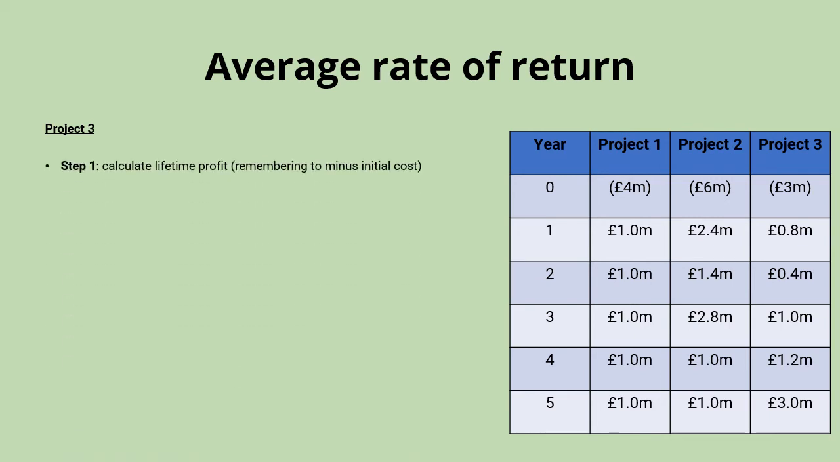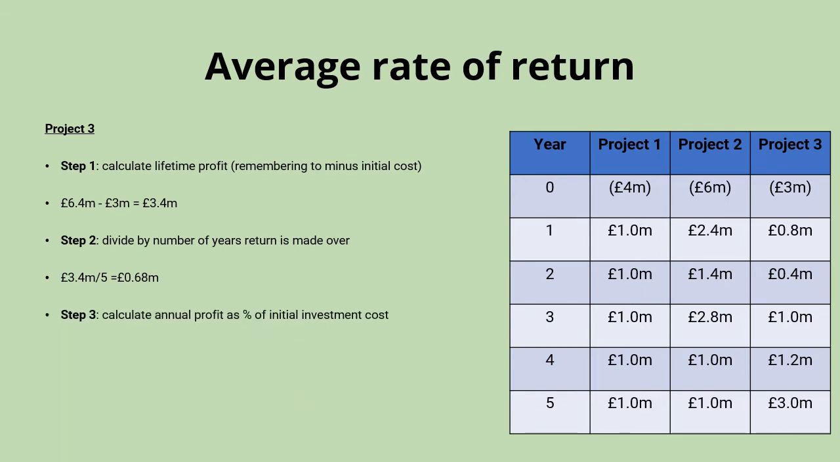And finally, project 3. Calculate the lifetime profit by adding up each of our yearly net returns, giving us £6.4 million, minus the initial investment cost of £3 million to give us £3.4 million. We divide that by the number of years, again 5, to give us £0.68 million. And then we need to calculate that as a percentage of our initial investment cost. Same formula, 0.68 divided by 3 times 100 gives us 22.7% as our average rate of return for project 3.